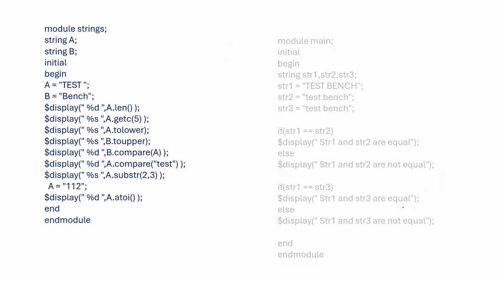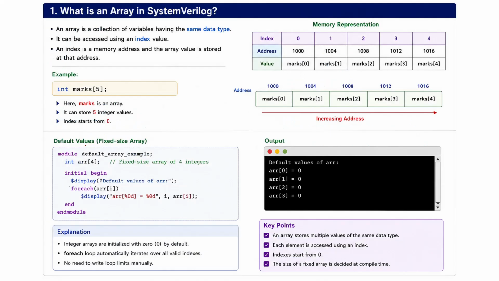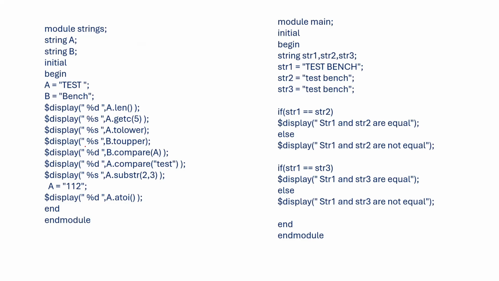Okay. See, this is the code, whatever the code we are having. See, length, get character, and then toupper, tolower, compare, compare test, and then substr 2 comma 3, and then all these things I want to display here, and ASCII to integer. So these things I want to print. Okay, so that is the string characters here. Okay, so what is the code here? I am writing module, my strings, I am taking module name, string A, string B. Inside that A is the test I am considering and B is the bench.